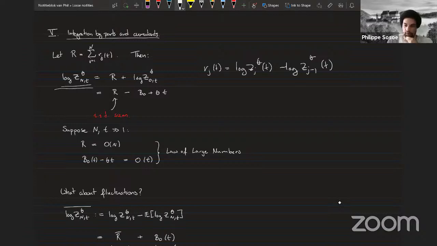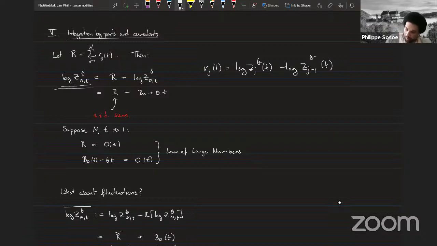So now let's think about the case when both n and t are very large. Then the sum of IIDs, remember they have the distribution of log of 1 over a gamma variable, is going to be of size n. It doesn't have mean 0, so it's going to be of size n. And b0(t) minus theta t is also going to be of size t. Right? If t is very large, the Brownian motion is vanishingly small compared to theta times t.